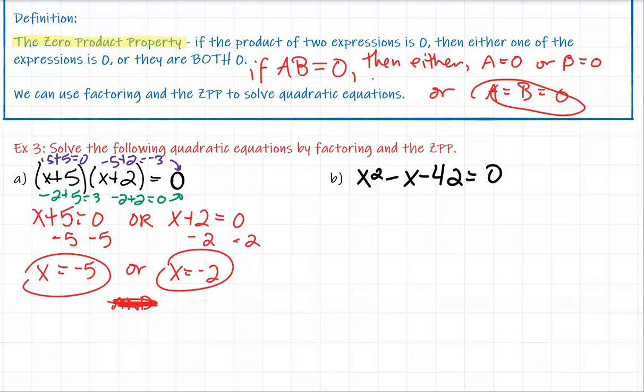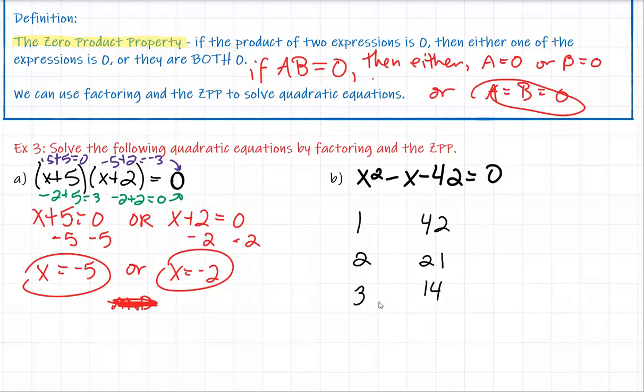Now let's try the next one. The next one, we have one more step to do. We need to actually factor this one. So let's find our factor pairs. I know for 42, 1 and 42 is one of the pairs. We also have 2 and 21. And then we also have 3 and 14.